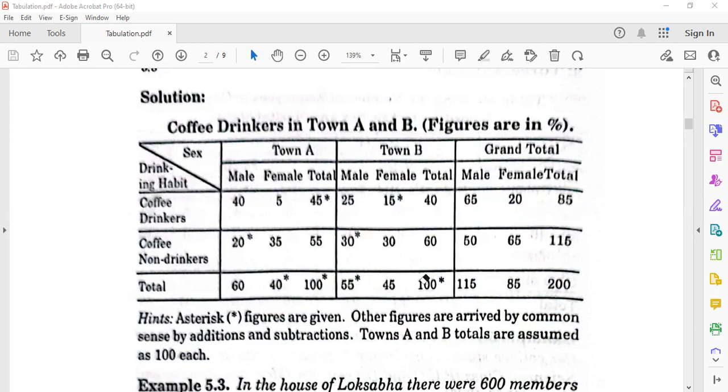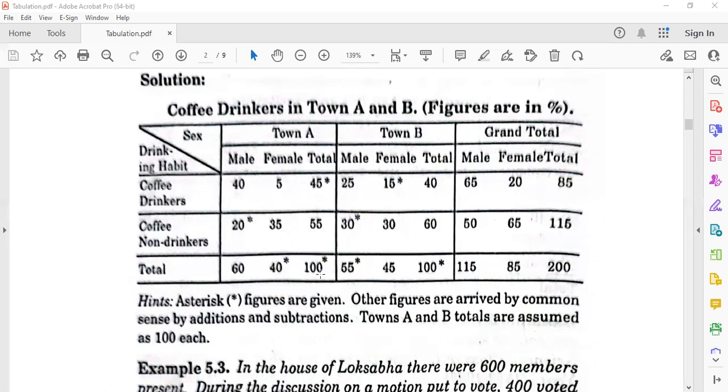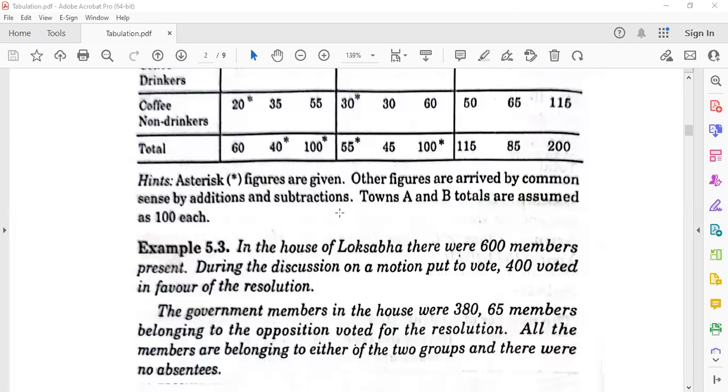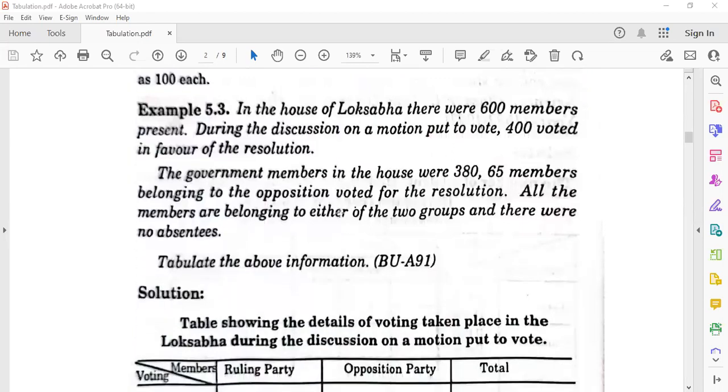Now let us go to one more example in the tabulation. Now, in this particular problem, the question goes like this.